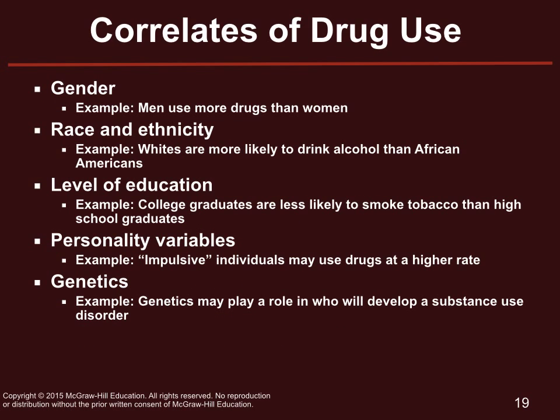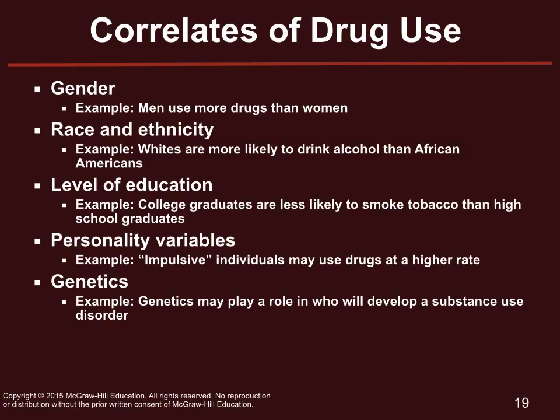So some more correlates, expanding out beyond the adolescent population. Gender, we definitely see that men use more drugs than women. Race and ethnicity. And this is not a straightforward correspondence where we can just say that this particular racial or ethnic group is more likely to consume drugs than other people. These patterns actually vary very, very widely depending on which drug we're talking about. For instance, we know that whites are much more likely to consume alcohol than African Americans. So depending on the drug and the population, we may see different patterns.